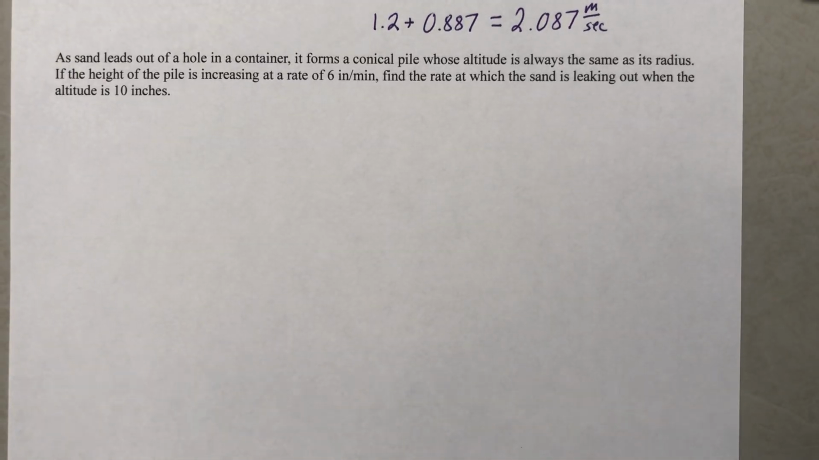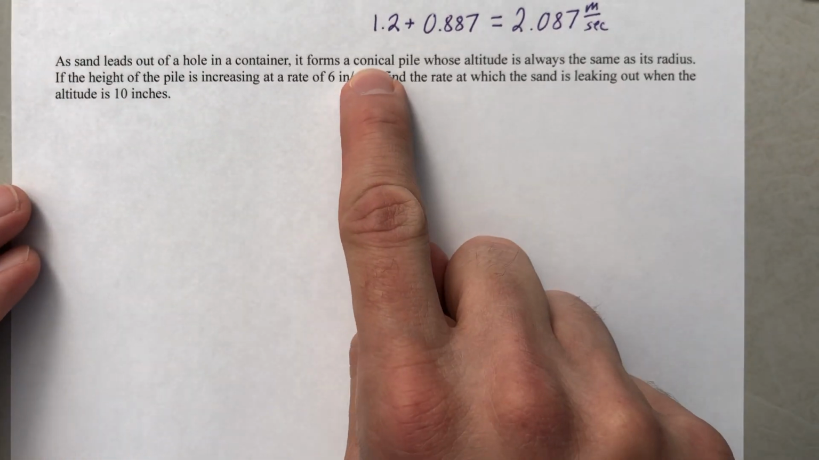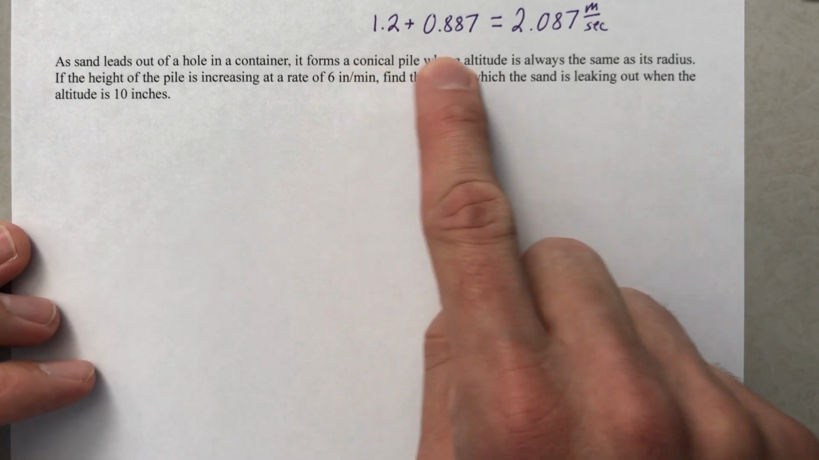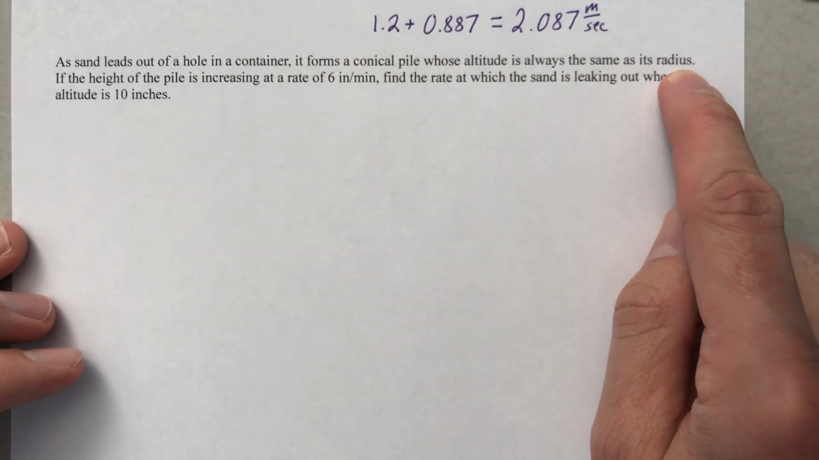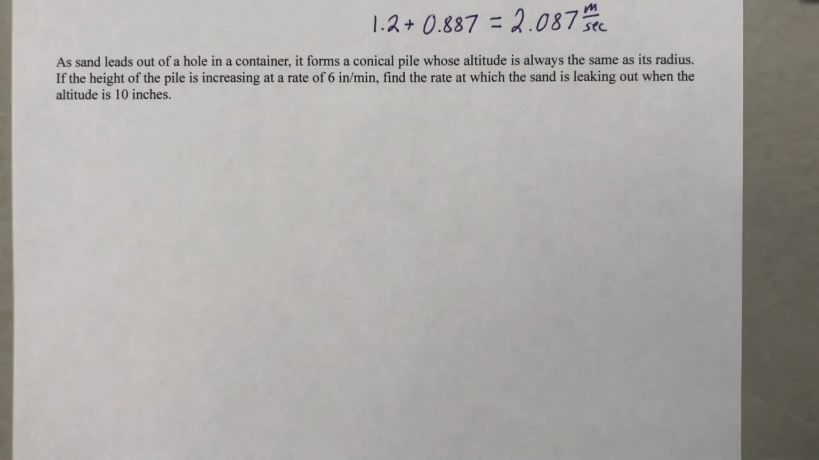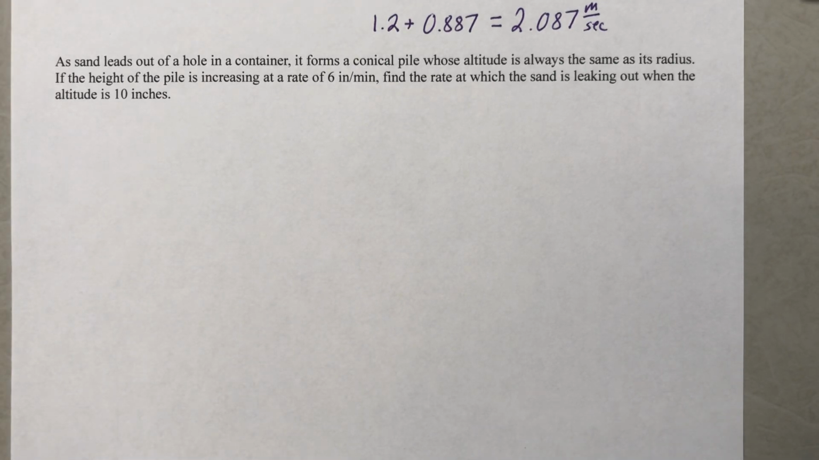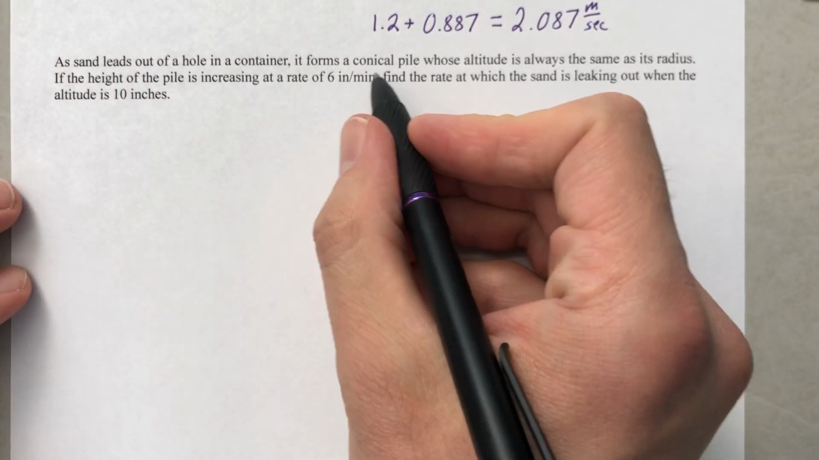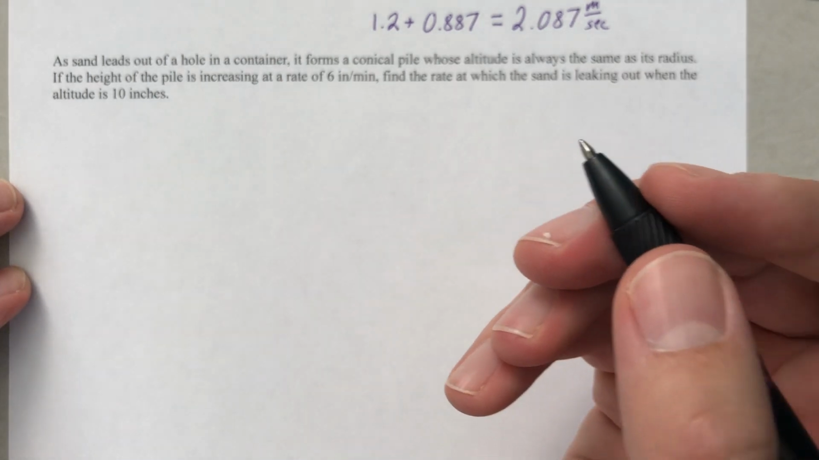As sand leaks out of a hole in a container, it forms a cone, a conical pile whose altitude is always the same as its radius. Okay, I'm just going to start writing stuff down. It may not get me very far, but we have a cone, good to know.